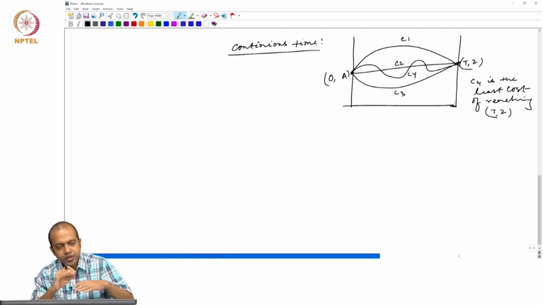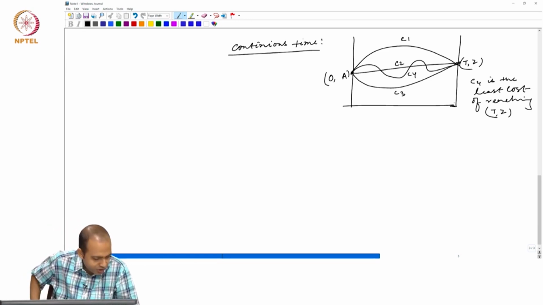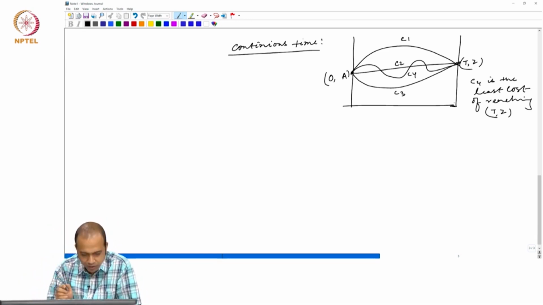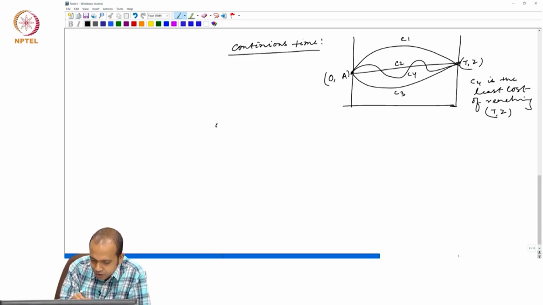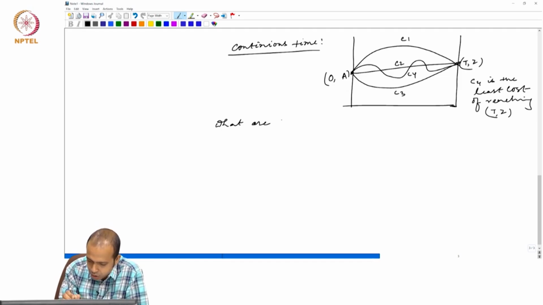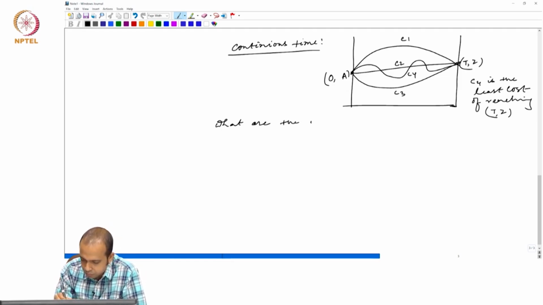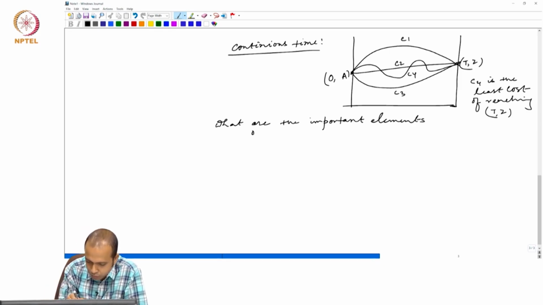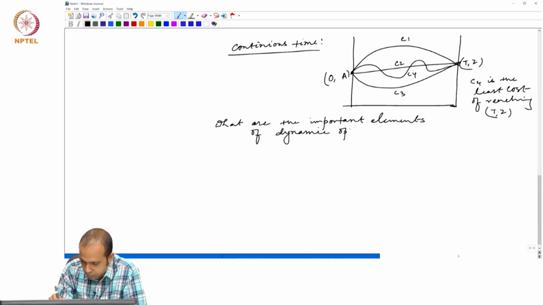So, in dynamic optimization, what are the important elements? What are the important elements of a dynamic optimization, from this discussion?